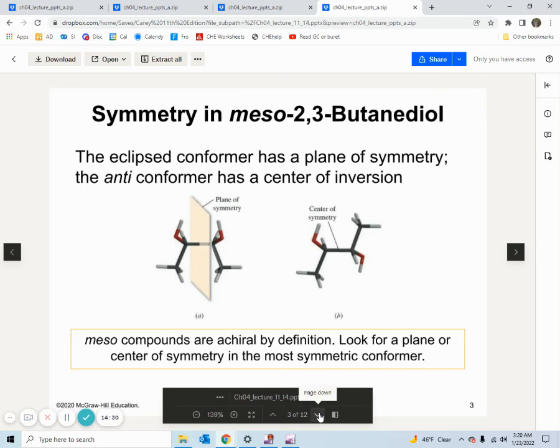Consider here the symmetry in meso 2,3-butanediol. The eclipsed conformer has a plane of symmetry, whereas the anti conformer has a center of inversion. So meso compounds, as shown here, are achiral by definition. If you have a plane or center of symmetry in the most symmetric conformer, you're going to have a meso compound.